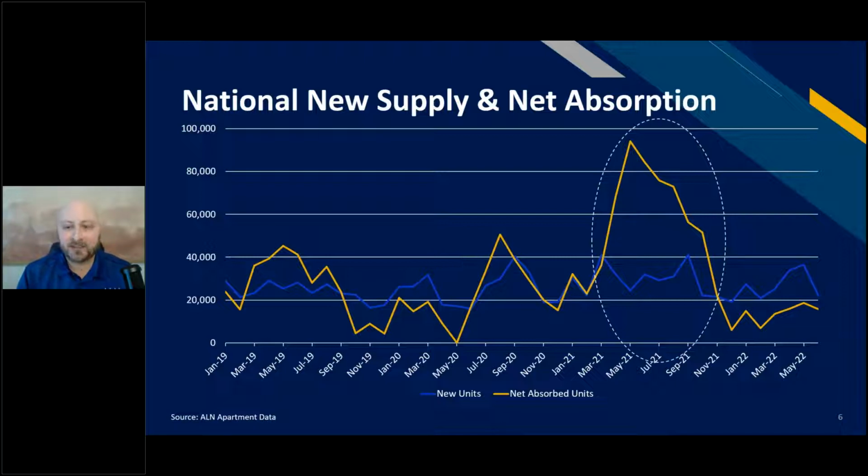And then because of how dramatic that decline in net absorption has been in recent months, for all of 2022 through the first half of the year, we've been in a situation where nationally we've had more new units delivered than net absorbed units. And so that over time will start to soften average occupancies.